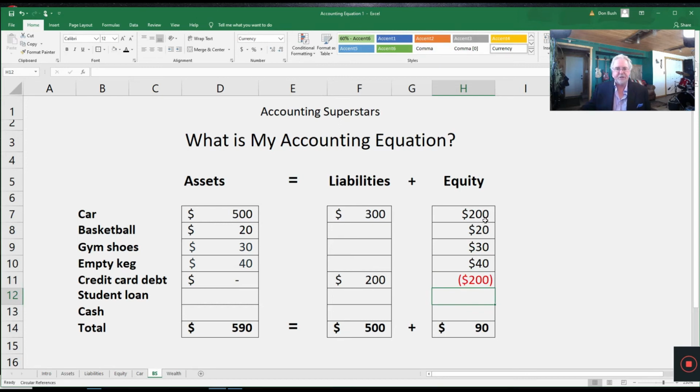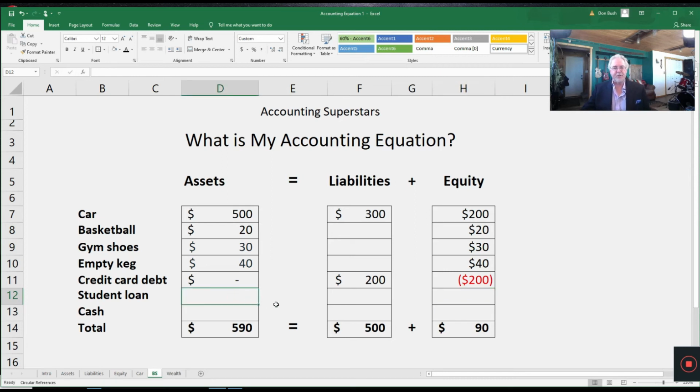Well, here's how this works. The liabilities are 200 and your equity is negative 200. So these two cancel out and make 0. And the assets are 0 too. So the accounting equation actually does balance. 0 equals 0. And the totals equal too. $590 on the left, $590 on the right. So everything balances.